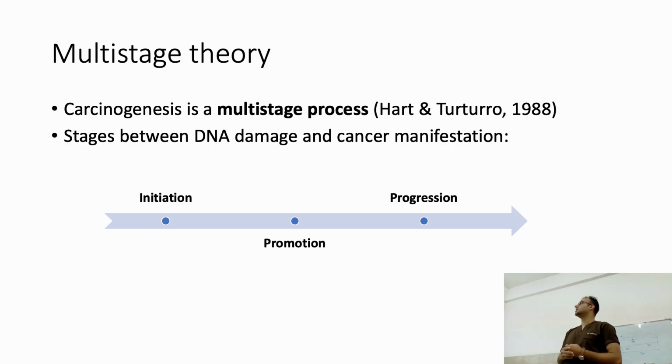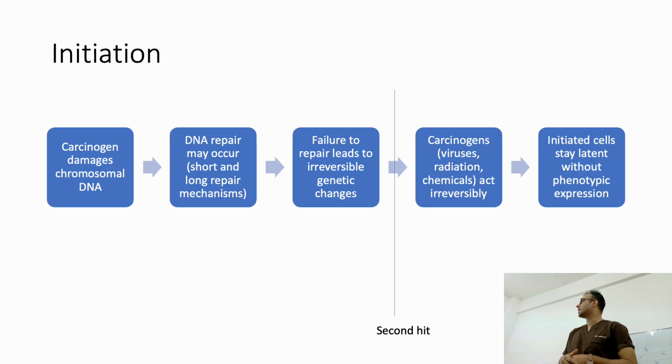In very short, the multi-stage theory says that carcinogenesis is a multi-stage process. It was proposed by Hart and Tucker in 1988, and they described it in three phases: initiation of the tumor, promotion, and progression of the tumor. So it involves the stages between the DNA damage, or the first hit in the DNA, and the full cancer manifestation.